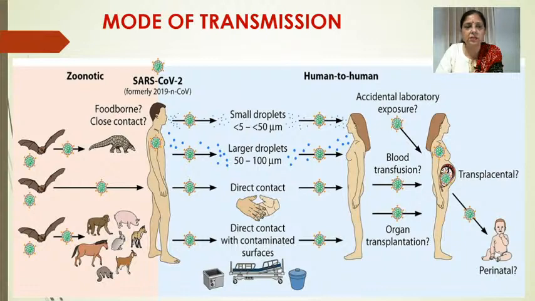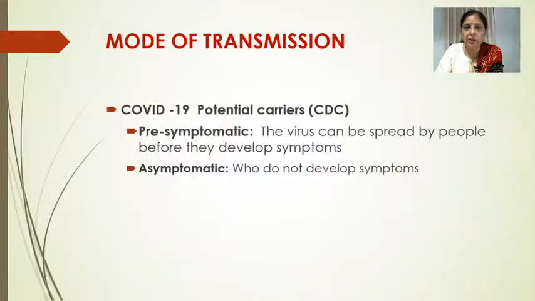We can see that it is zoonotic, from the bat and the pangolin. It has come to humans, and from humans it could spread in the form of small droplets, large droplets, direct contact, and contact with contaminated surfaces or fomites. Then human-to-human transmission can happen through all these routes, but we are not sure whether it is transmitted by blood, that is blood transfusion, or organ transplantation, or even transplacentally, and what the effect will be on pregnancy outcomes. Again, it's important to know that even a pre-symptomatic patient, or an asymptomatic patient who doesn't have any symptoms, can spread the infection.